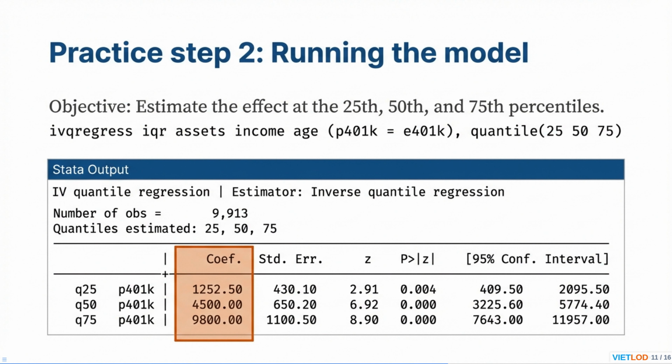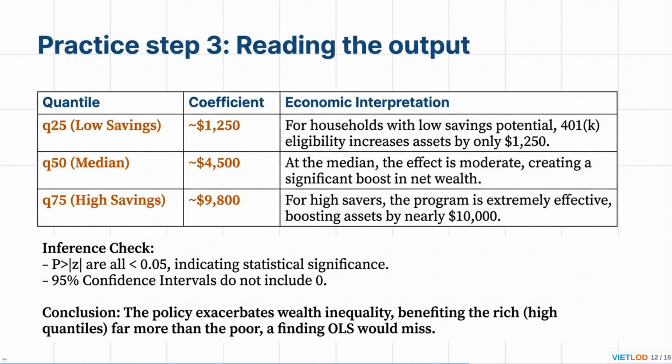At the 25th percentile, the effect is approximately 1,252 units. This more than triples to 4,500 at the median and reaches nearly 9,800 at the 75th percentile. Notice the dramatic trend. The effect at the top of the distribution is nearly 8 times larger than at the bottom. This clearly demonstrates the heterogeneity that a standard OLS regression would completely mask. All these estimates are highly statistically significant, with p-values well below the 0.01 level, confirming that 401k participation has a powerful and unequal impact across the distribution of wealth.